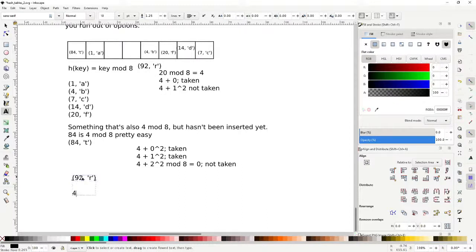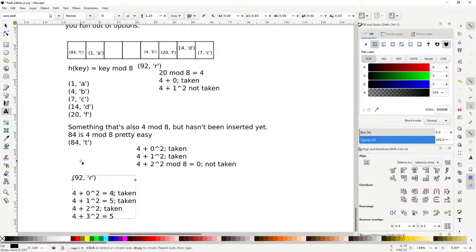It tries to go into slot 4 plus 0 squared, taken. Tries slot 4 plus 1 squared, taken. Tries 4 plus 2 squared, taken. And now it's going to try slot 4 plus 3 squared. But now you have to think about this. 3 squared is equal to 9, and 9 mod 8 is equal to 1. So as it turns out, this is just 5 again. So this is equal to 5.